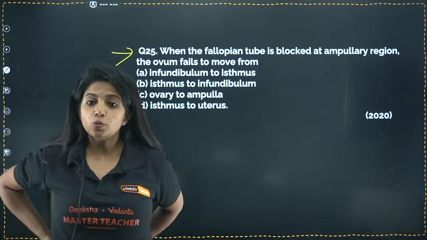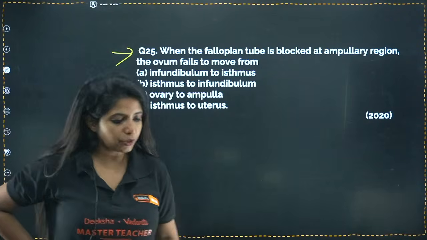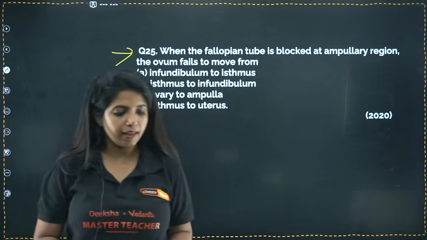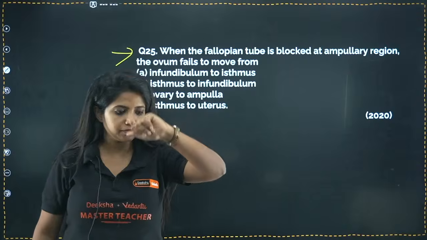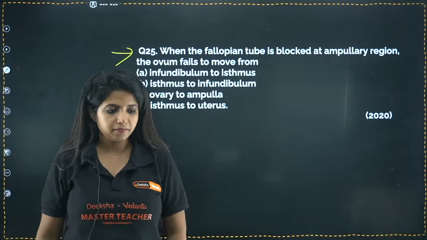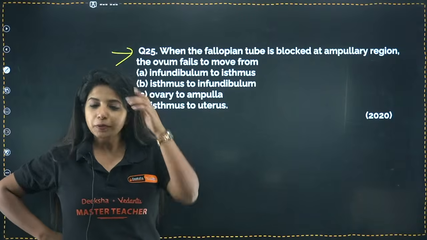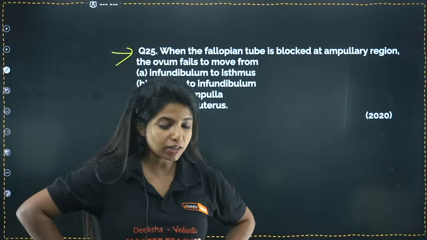When the fallopian tube is blocked at the ampullary region, the ovum fails to move from where to where? That is the next question. Guys, come on. All of you, become active. We just have 5 more questions. After that, it's done and dusted. When the fallopian tube is blocked at the ampullary region, the ovum fails to move from what to what?